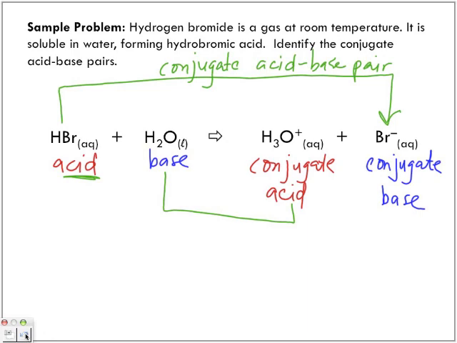So they are also another conjugate. Conjugate acid to base, conjugate base to acid, or whatever you want to name it. But it's always, if you have an acid, you've got to have its complementary, which is its conjugate base.